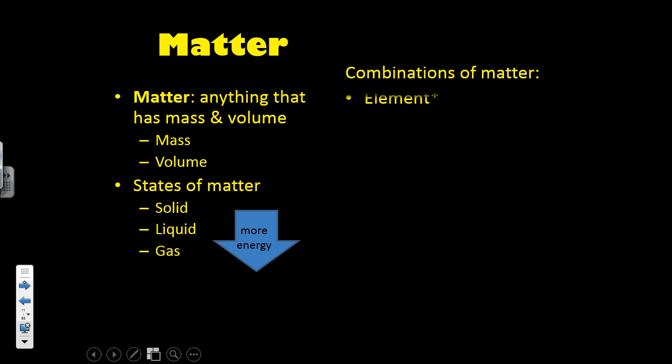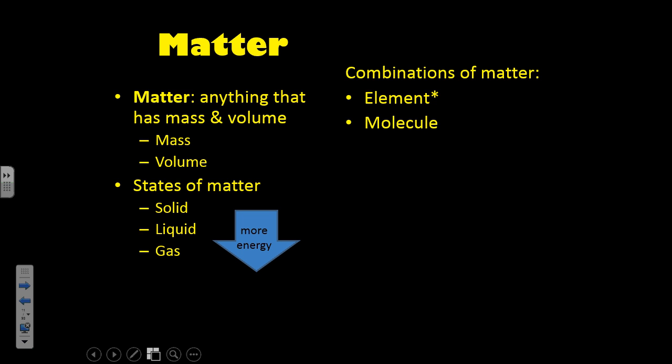There are several combinations of matter. The first one we're going to talk about here is not actually a combination of matter. That's why this asterisk is here. An element is essentially one atom unmixed with anything else. For example, copper. You could have a big chunk of copper and it would just be a bunch of atoms of that one element.